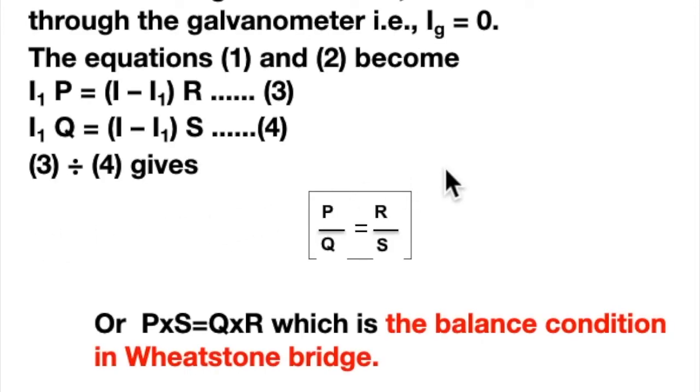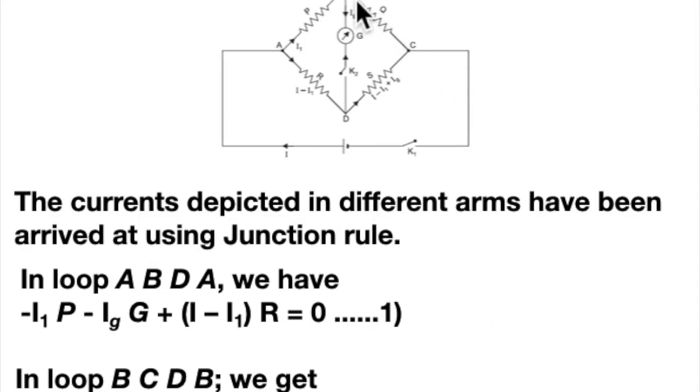We adjust the values of P, Q, R and S resistances. One of the four is unknown. So, we adjust the other three resistances so that there is no current flowing in the galvanometer. Remember, this will happen if the bridge is balanced, that is, if the potential at B is equal to the potential at D, no current flows here. So, this branch is almost out of the circuit, you can ignore this branch.